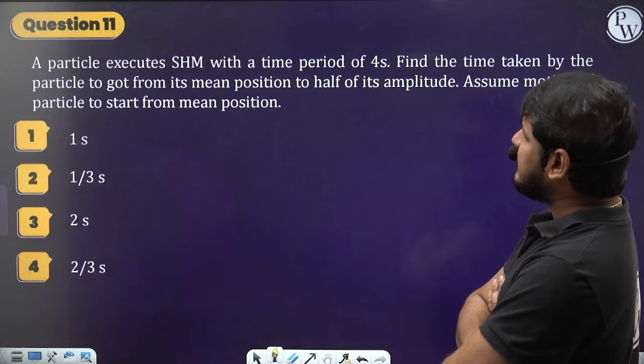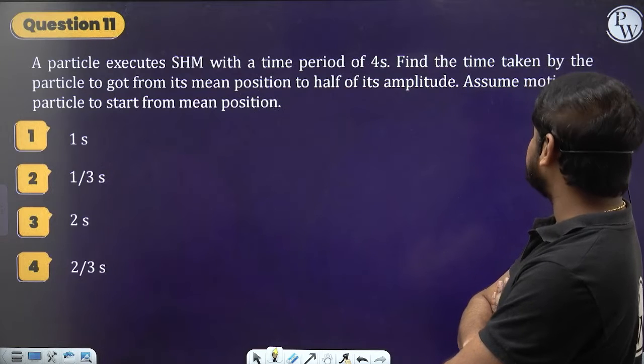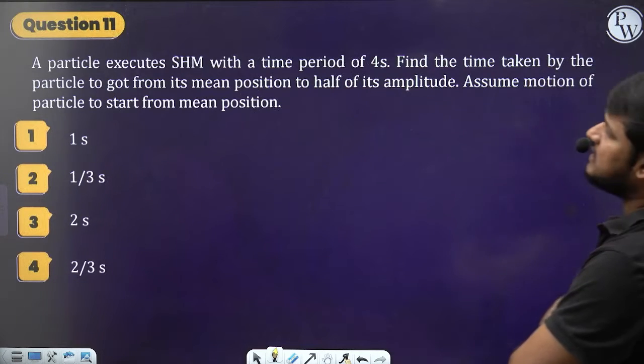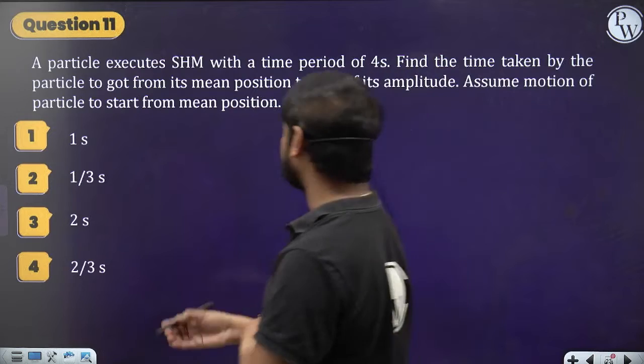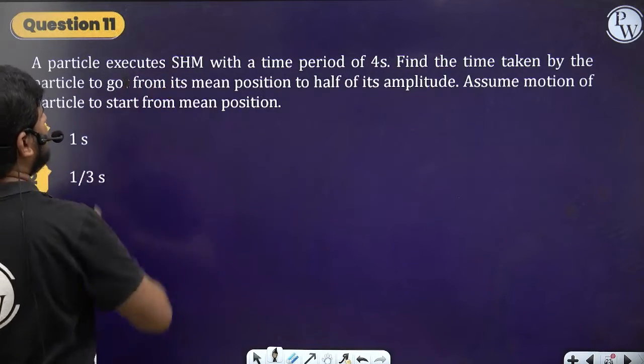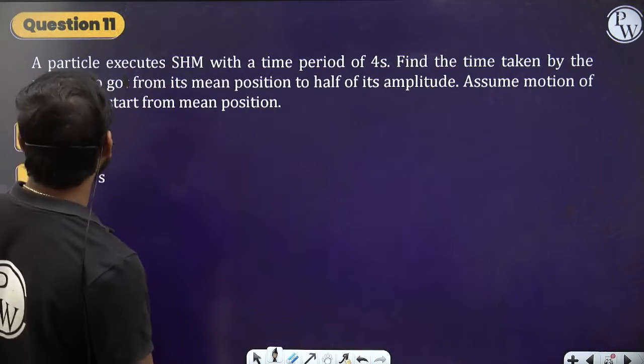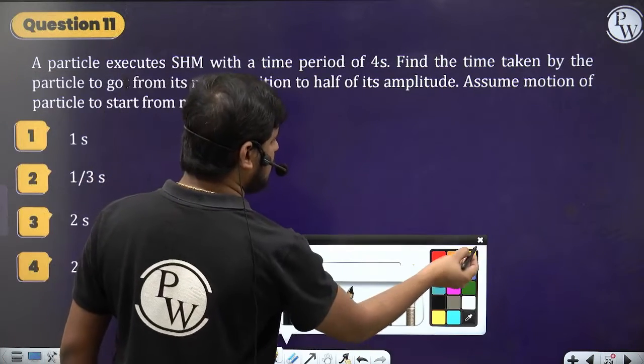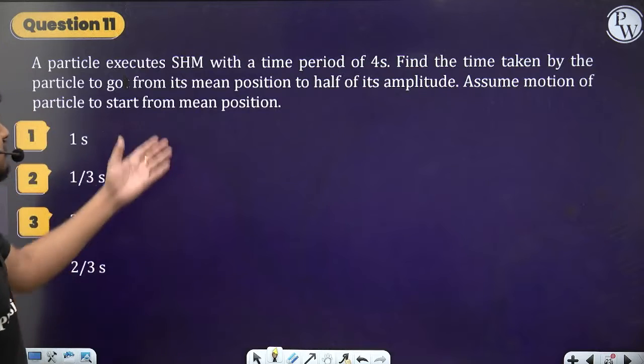So a particle executes S.H.M with a time period of 4 seconds. Find the time taken by the particle to go from its mean position to half of its amplitude. Assume the motion of the particle starts from the mean position.